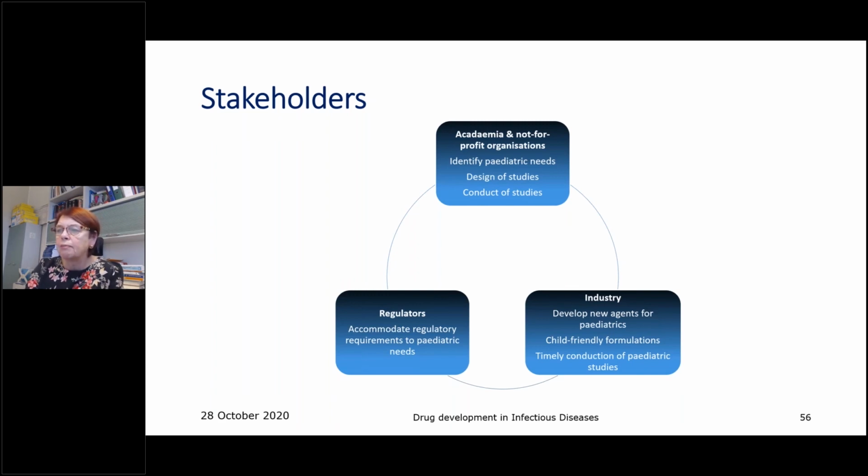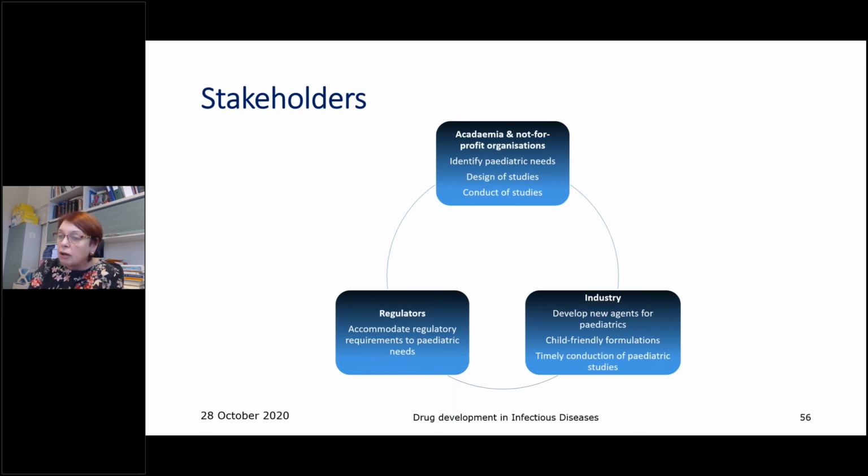There are very many stakeholders in pediatric clinical development. There is certainly academia and non-profit organizations like GARDP. Their role is to actively participate in the studies, to design the studies, but also to identify pediatric needs. And then also it's up to the pediatrician to say that, no, we don't want off-label use in pediatrics. This is not acceptable in the 21st century.